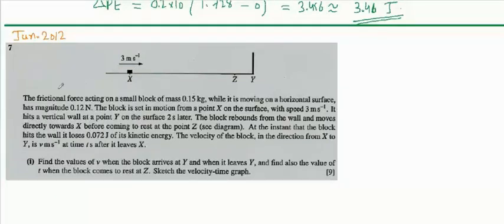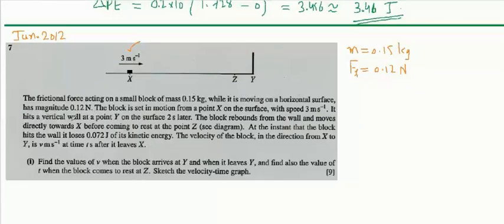So the friction force acting on a small block of mass 0.15 kilogram, so the mass is 0.15 kg, while it is moving on the horizontal surface has magnitude, the force of friction is 0.12 Newton. The block is set in motion from a point X on the surface with speed 3 meters per second, and it's already given in the question diagram.